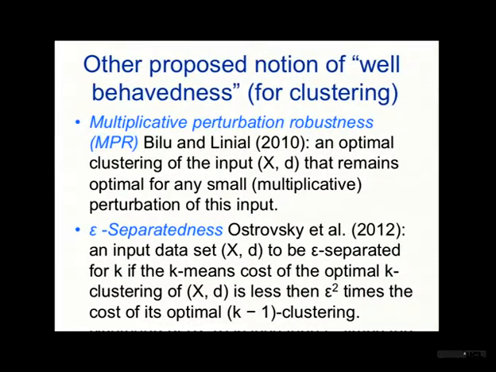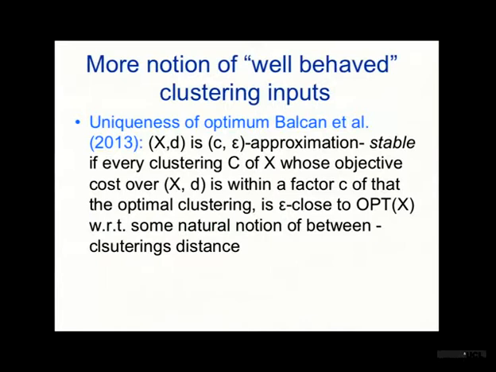And then there is the notion of uniqueness of optimum that was proposed by Balcan and Blum, and it says that an instance is C epsilon approximate if whenever you get a solution with a cost which is C close to the optimum, this solution as a clustering is close to your optimal solution. So again, a picture here. Assume that I want to cluster this into 2 clusters. So this is an optimal solution.